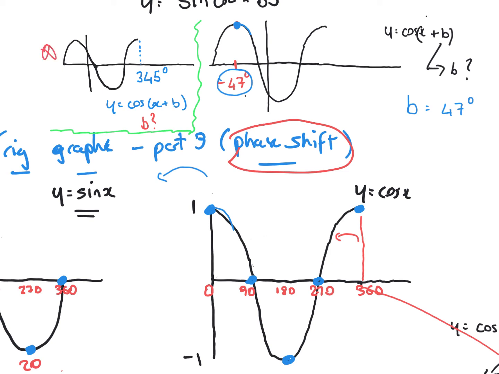Okay, look at this one up here. We can see the curve finishes at 345 degrees. It's cos, so I'm looking at the cos curve. The cos curve should finish at 360, but it's finishing at 345, which means it's been pulled back, pulled to the left in the negative direction by 15 degrees. So if it's in the negative direction by 15 degrees, it must be plus 15 degrees.